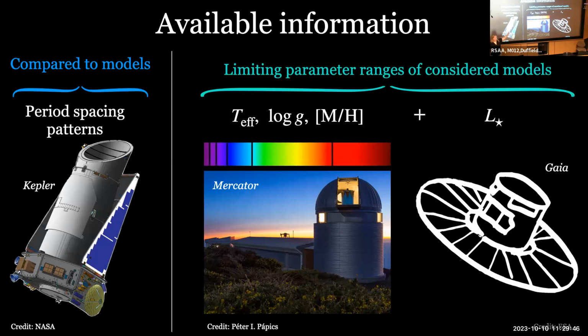So the spectroscopic parameters and luminosities we're using to limit the models that we're going to consider for each star, because we have some information already of where the star should be in the HR diagram. And then on top of that, what we're actually directly comparing to the models are these period spacing patterns.